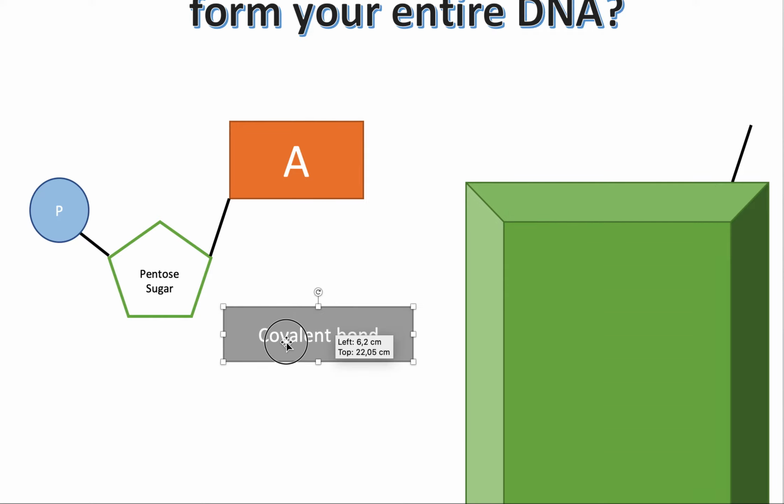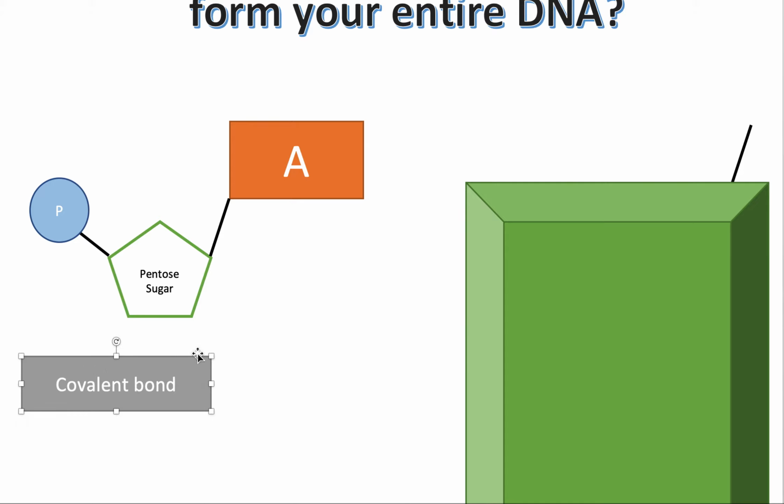So what holds these together, these little bonds here, are covalent bonds. So these bonds are covalent bonds, and they're very, very strong. Okay? They're very, very strong. And the reason being is because they're supposed to hold your important molecules together. Okay?